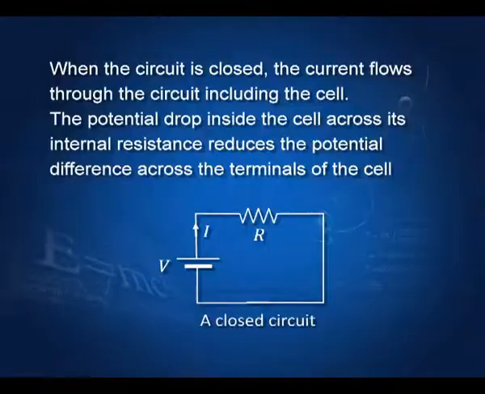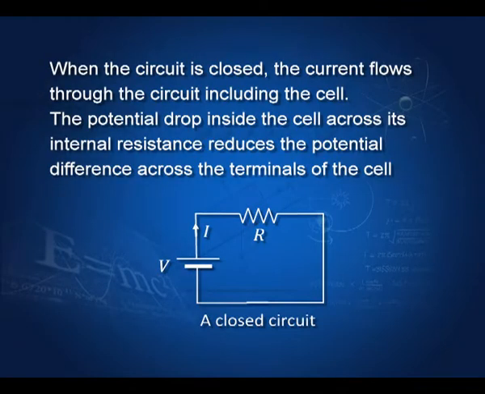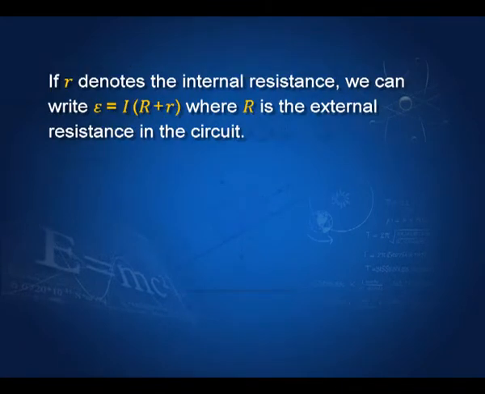When the circuit is closed, then the current starts flowing. I have closed the key, therefore, the current starts flowing, and every cell has some internal resistance. In addition, we have also the external resistance R. Therefore, the EMF, which is pushing the charge, is equal to the current into R plus r.